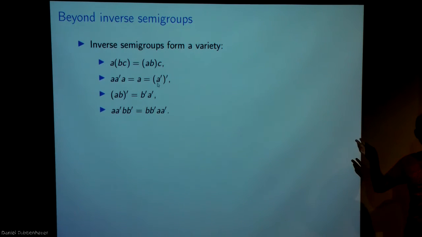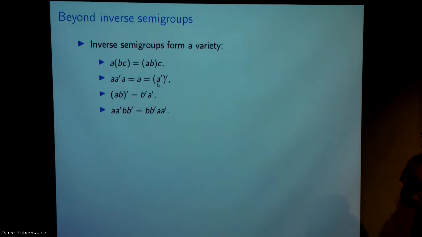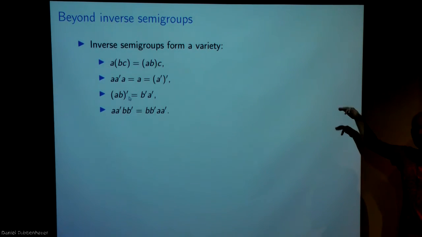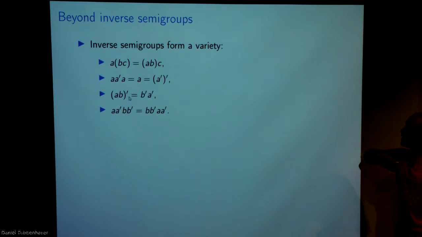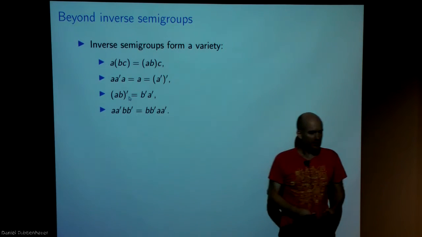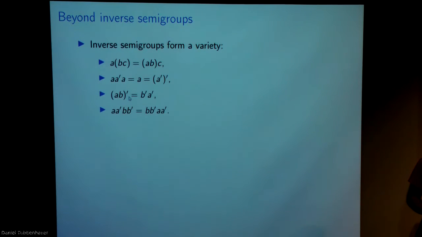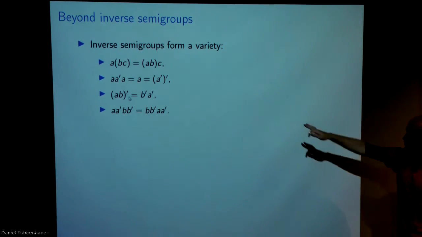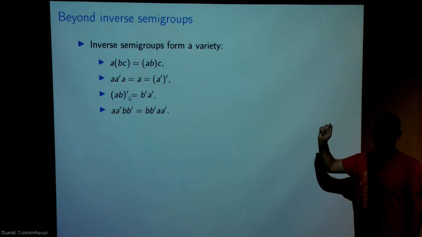That might seem like an obvious point, but it's not easy to prove that in inverse semigroups. Also, the inverse of a product is the product of the inverses flipped, just like for groups. But again, these are not completely obvious consequences of the definition. This last equation is a little bit easier to see why it holds, because AA dash and BB dash are both idempotents. I mentioned idempotents commute in inverse semigroups, so this identity holds. That also is not easy.